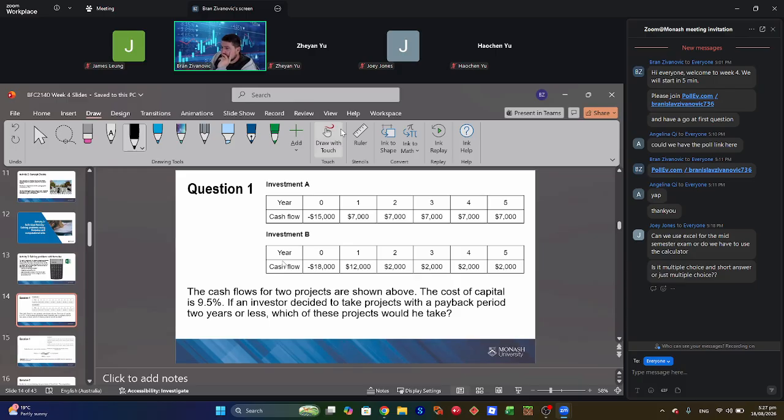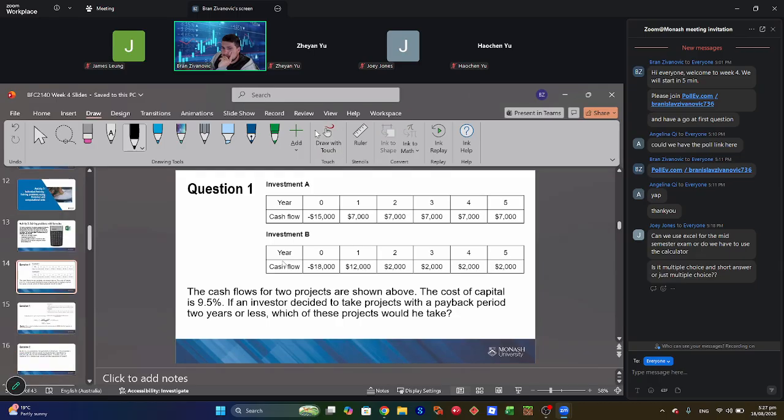Any other questions? We did have a slide overview in week 1 about the mid-sem, so you might be able to refer to that as well, but from memory, it's going to be a combination of those.